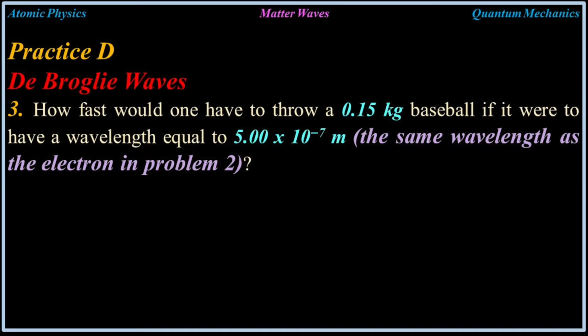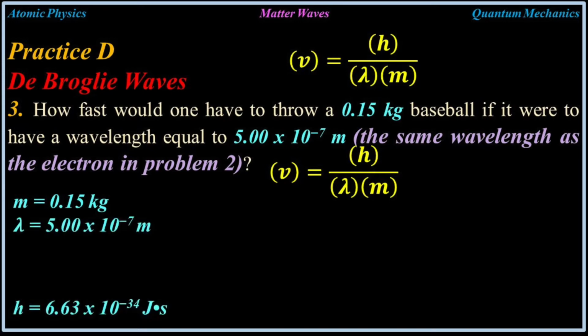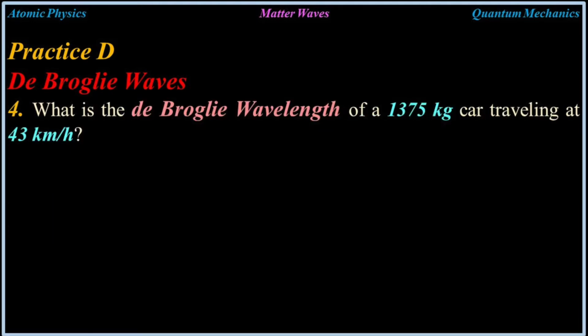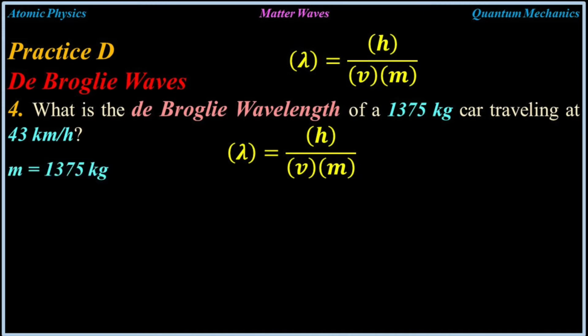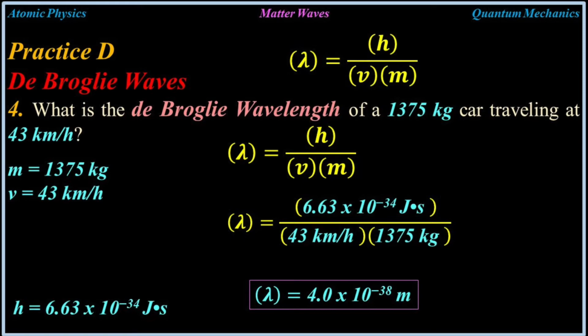How fast would one have to throw a 0.15 kilogram baseball if it were to have a wavelength of 5 times 10 to the negative 7th meters, the same wavelength as the electron in problem 2? This will be fascinating. 8.84 times 10 to the negative 27th meters per second. Not very fast at all. What is the de Broglie wavelength of a 1,375 kilogram car traveling at 43 kilometers per hour? Four times 10 to the negative 38 meters.